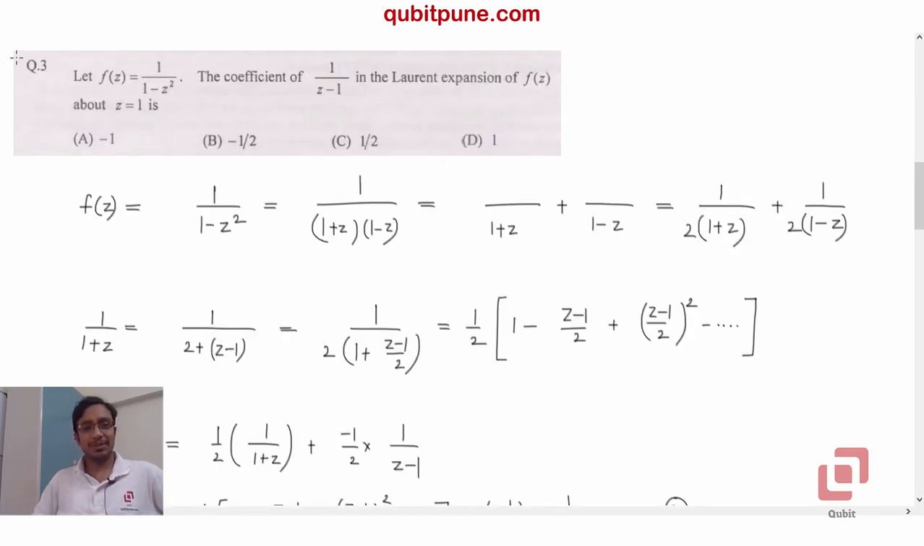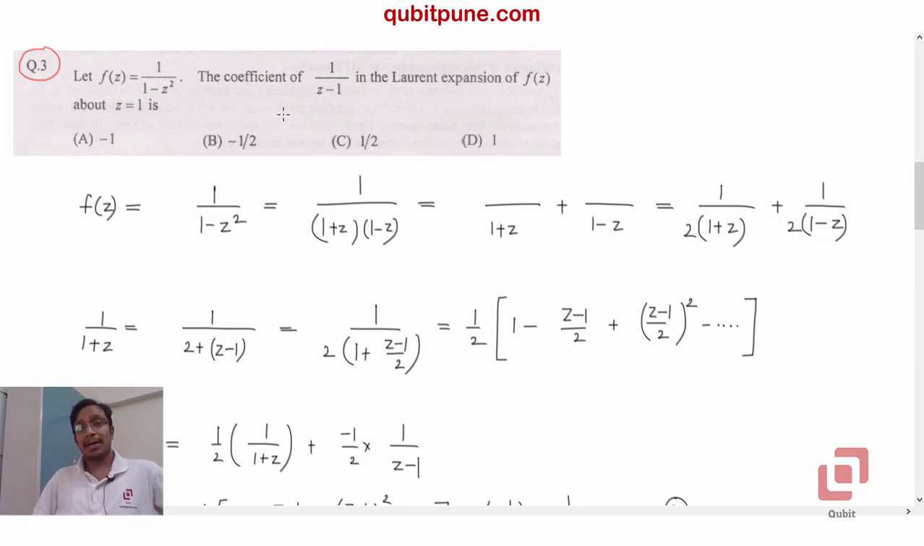Let's now solve question number 3, which is based on the Laurent expansion of complex variable functions. So we are given a function f of z which is 1 upon 1 minus z squared, and we have been asked to determine the coefficient of 1 upon z minus 1 in the Laurent expansion of f of z about z equal to 1, and the options are -1, -1 upon 2, 1 upon 2 and 1.